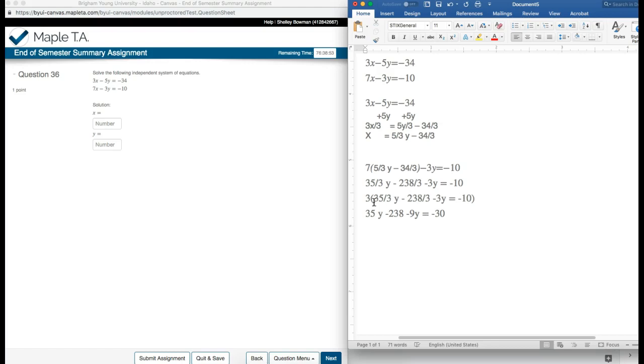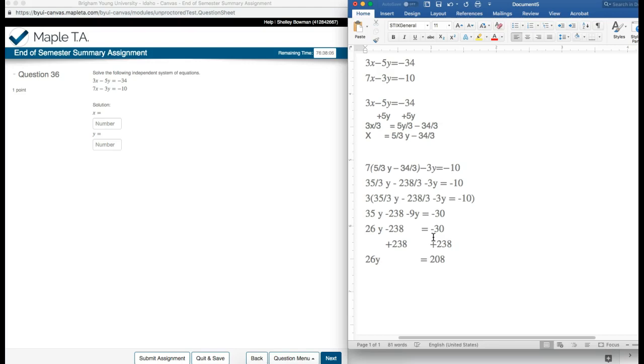And the reason I can do that is I'm doing it to every term, so it keeps this equal sign balanced. That makes it so much nicer than working with those fractions. 35 minus 9 gives me 26y minus 238 equals negative 30. To continue solving for y, we need to add 238 to both sides, keeping that equal sign balanced. And so on the left-hand side, I'm only left with 26y. And on the right-hand side, 238 minus 30 gives me 208. Yeah, that looks good.